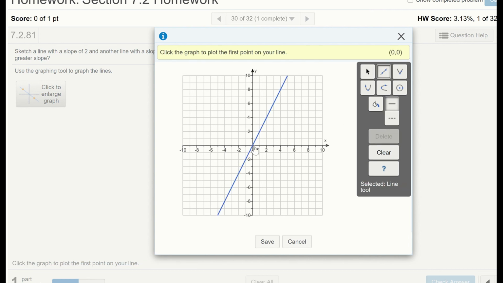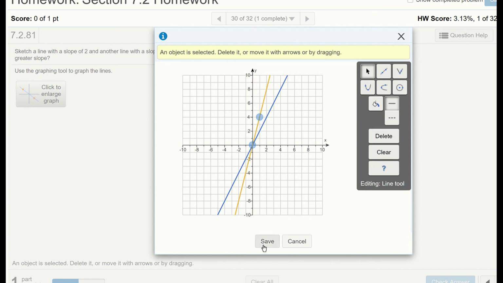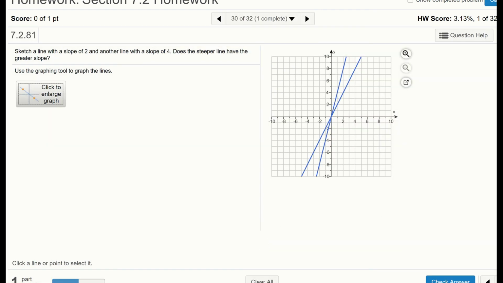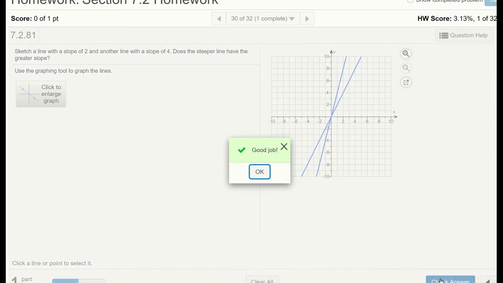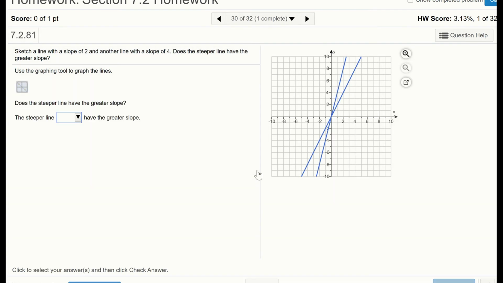Now, we also want to graph one with a slope of 4. So again, we could go to any point, but we might as well go with the simplest one. Start at the origin. This time we're going to go up 4 and over 1. See? Now, they're asking us, does the steeper line have the larger slope? This is the steeper line, right? And notice that's the one that had the slope of 4, so definitely does have the greater slope.